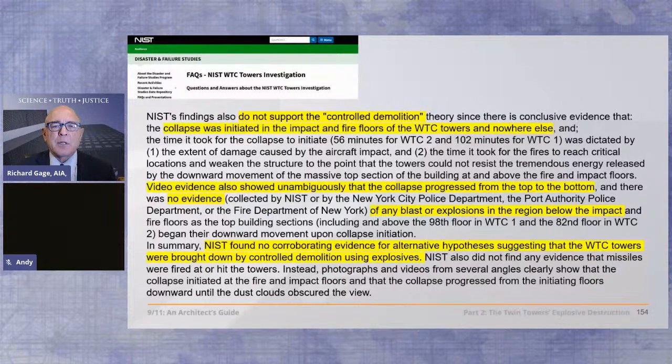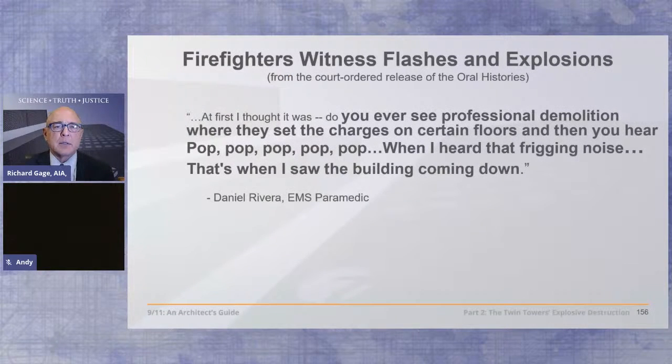Blast or explosions in the region below the impact and fire floors in the top building sections began their downward movement upon collapse initiation. NIST found no corroborating evidence for alternative hypotheses suggesting that the World Trade Center towers were brought down by controlled demolition using explosives. Well, did they look? Well, did they listen to these witnesses?